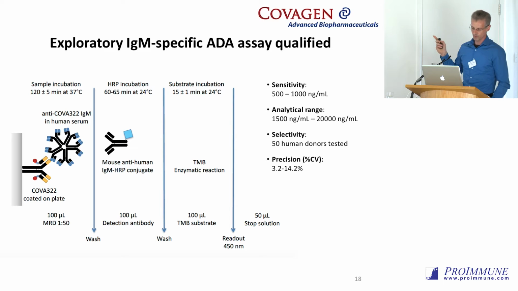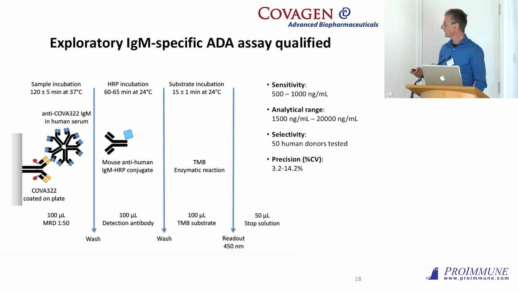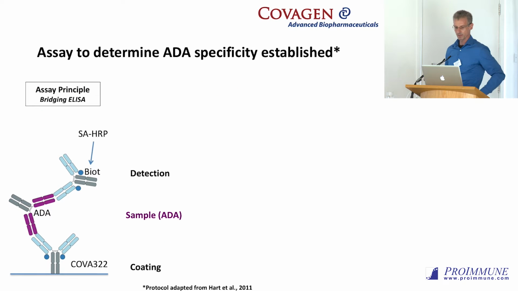And then we came up with an exploratory assay to look for IgM, which is just an easy ELISA where our molecule is on the plate. Then you have your IgM that is specific and you detect via anti-IgM. And I think a more interesting assay is now an assay to dissect the specificity. The concept again is bridging. So your ADA bridges 2 CoVA322 molecules.